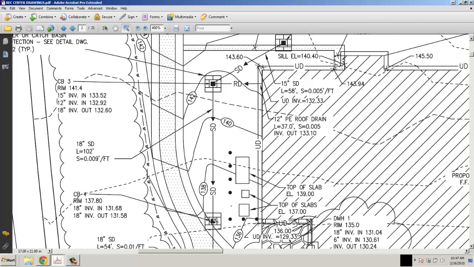If you subtract 131.68 from 132.6, it tells us how much slope that pipe has, and in this case the slope is dropping at 0.009 feet per foot. It has a length of 102 feet, and it's an 18-inch storm drain. So good information. If we ever have to get underground, we know what we're looking at here.